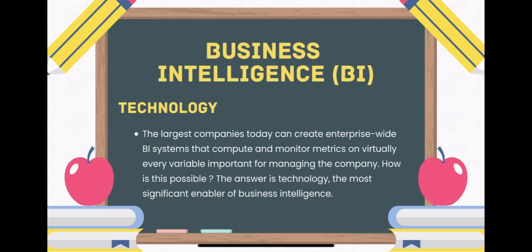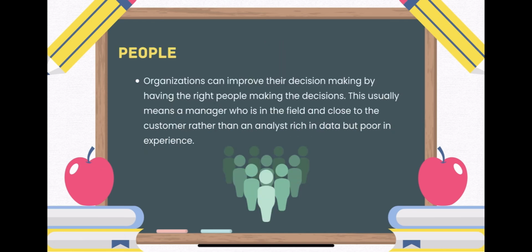Let's jump into business intelligence. Business intelligence means information that people use to support their decision-making efforts. The first principle in business intelligence is technology. The largest companies today can create enterprise-wide BI systems that compute and monitor metrics on virtually every variable important for managing the company. How is this possible? The answer is technology, the most significant enabler of business intelligence.